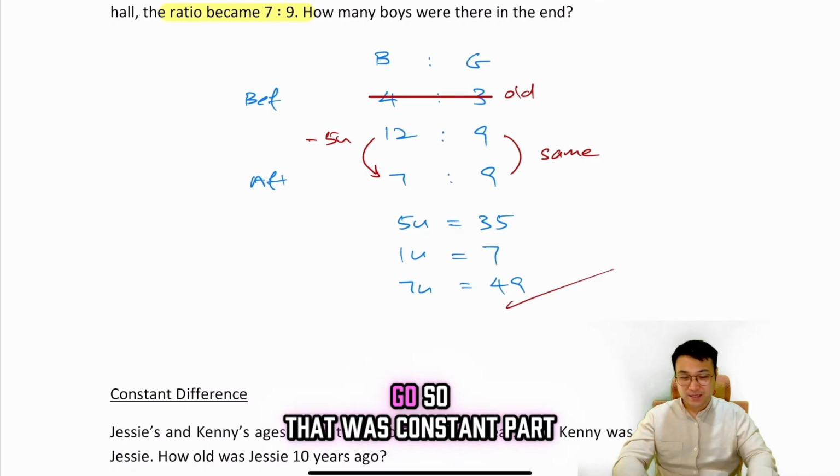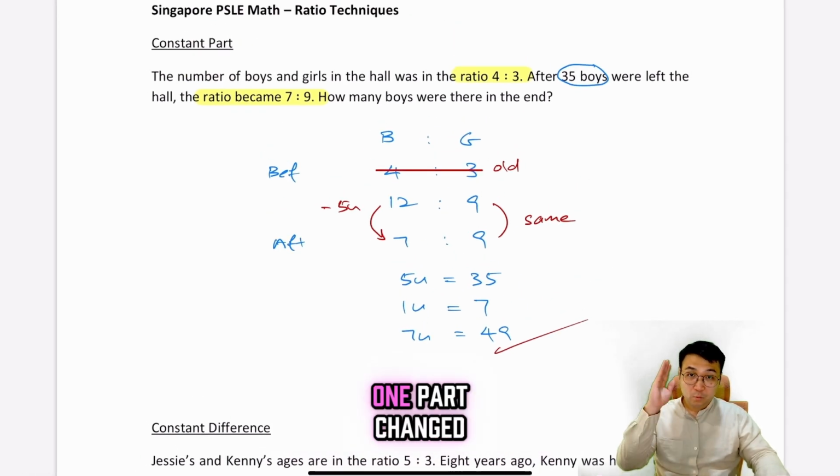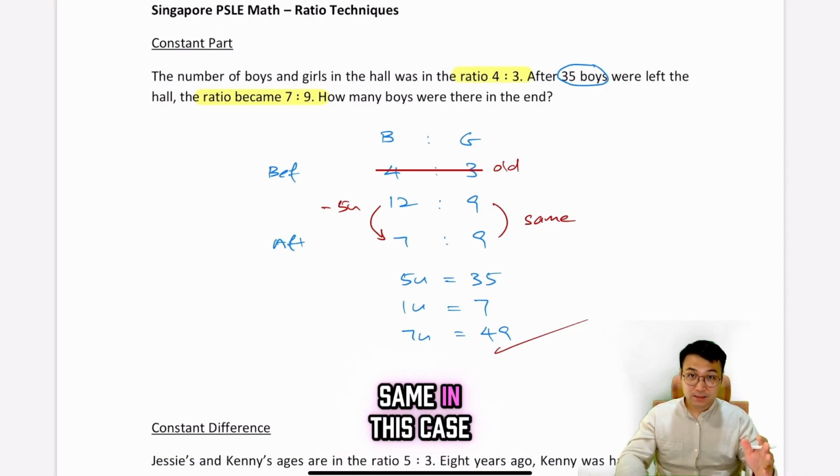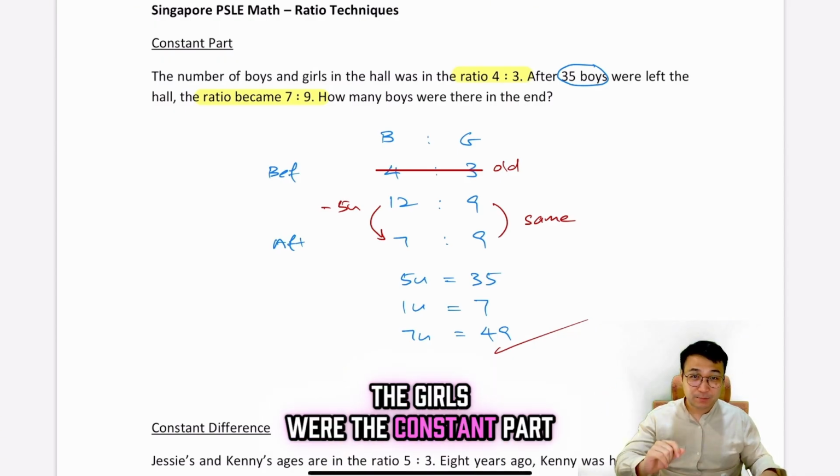There we go. So that was constant part. One part changed, the other part stayed the same. In this case, the girls were the constant part.